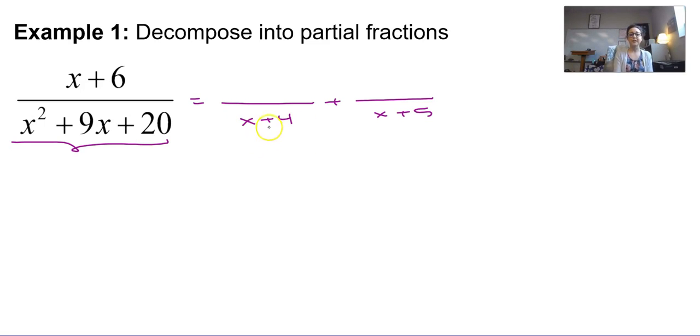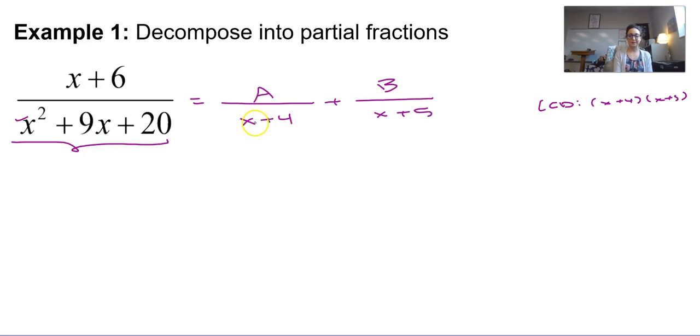Okay? Now, if I were to add these two fractions together, then I would need a least common denominator, right? And that would be x plus 4 times x plus 5, which is exactly what I started with here. Now I know what the denominators are going to be. My goal is to find what the numerators are going to be. So I'm going to call them A and B for now, and do a little bit of algebra to figure those out, okay?